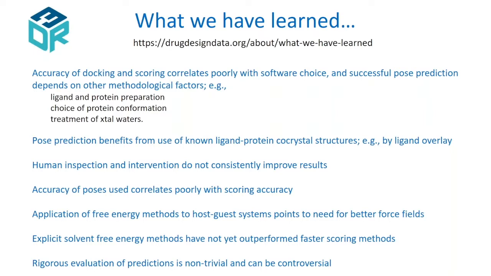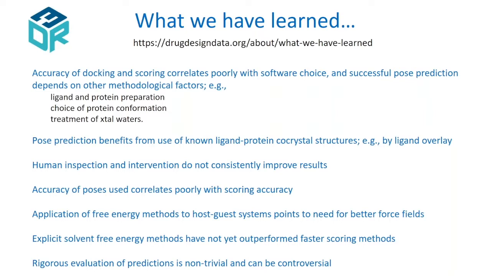There are also knowledge-based methods, where you knew something about the structure in advance, that could really help you, for example, by ligand overlay. And then there are a number of results that are sort of non-intuitive. Human inspection and intervention sometimes helps, but not always. Of course, it depends on the human. But this is just an overall observation. And there are some real surprises. People who used correct poses to do scoring didn't necessarily get more accurate results than people who used somewhat sloppier poses. Probably there are more errors in other parts of the calculation that are coming in.